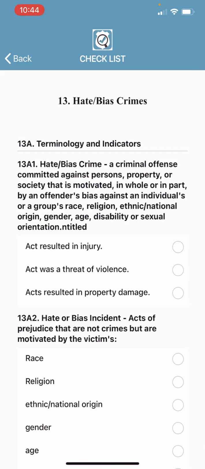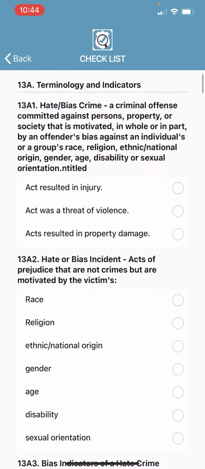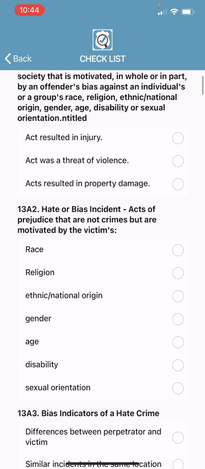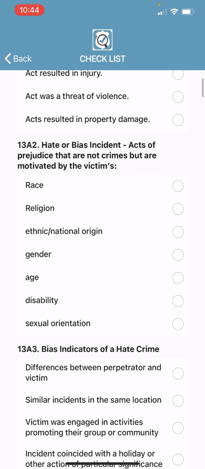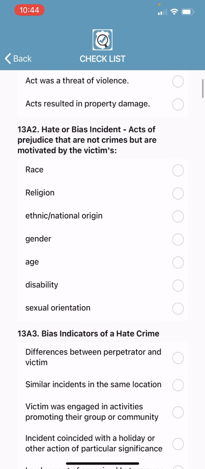This is CSI Checklist number 13, Hate and Bias Crimes. Let's run down through the checklist so you have a better appreciation of what's contained in the listing, so you understand how it can help you in responding to a hate or bias crime. 13A identifies terminology and indicators, gives you a distinction between a hate and bias crime and a hate and bias incident, which is not criminal in nature.